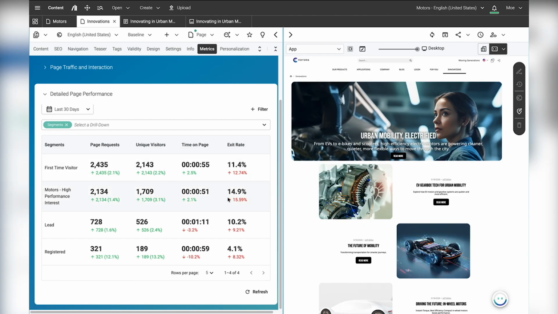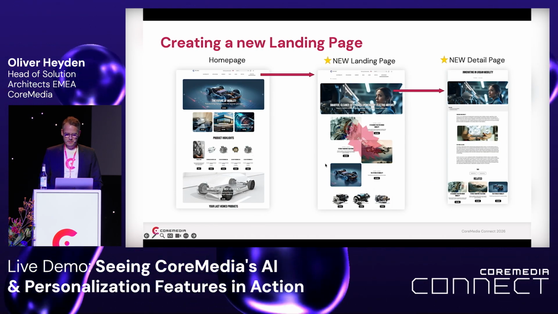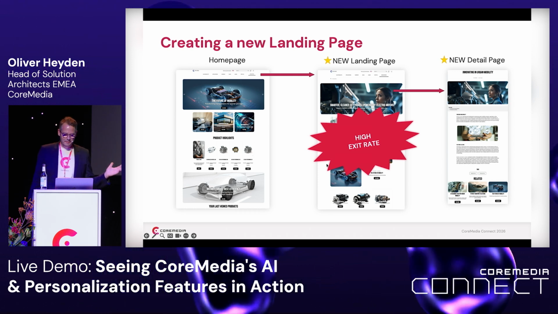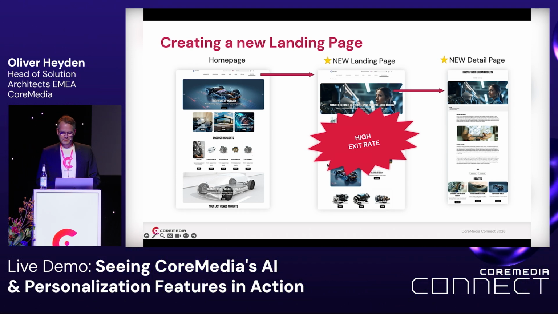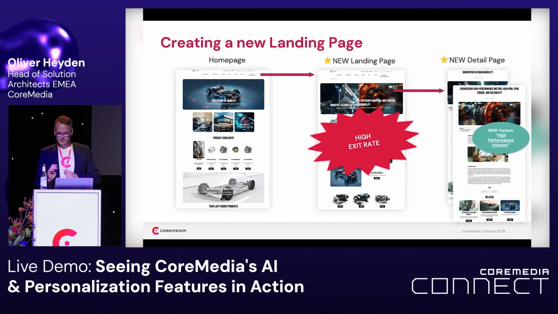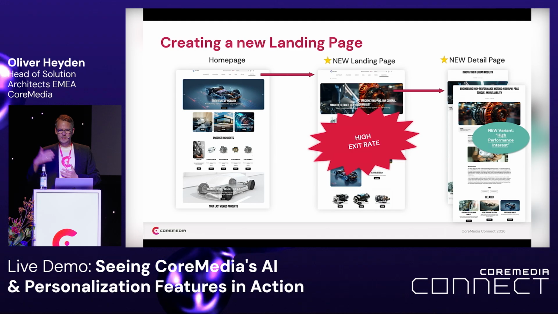And again, I wanted to now tackle this challenge that my exit rate is too high. So we go back here to my presentation, with a fancy animation. There's a high exit rate on that page. That is something I need to tackle. How do I tackle this now? Of course, I want to target my audience, the high performance motors interests. And for that, we have a new capability. You see that here, I can create a variant of a content item and tie it to a certain segment.